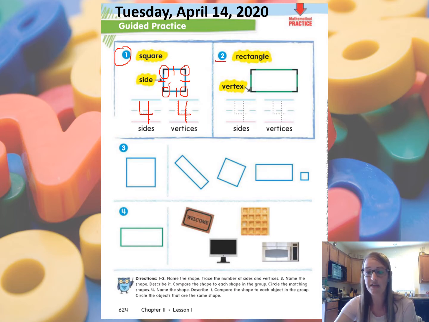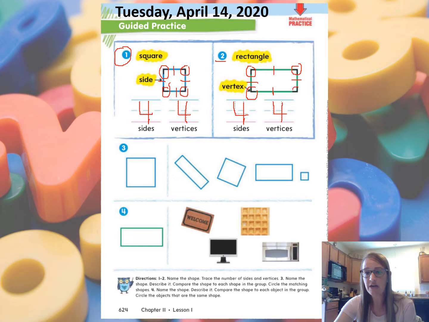Number 2 shape is a rectangle. A rectangle has 4 sides, so I'm going to trace that number. And I'm going to show you that it also has 2 long sides and 2 short sides. And also a rectangle has 4 vertices, also known as corners. I'm going to go ahead and circle where those vertices are on the rectangle.